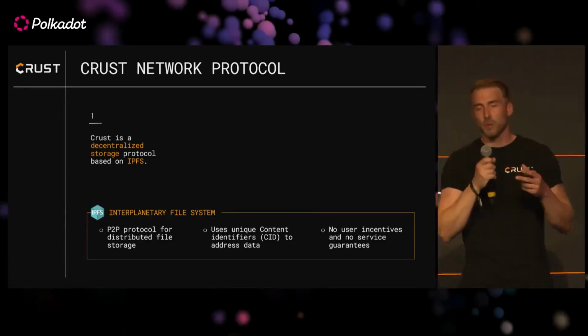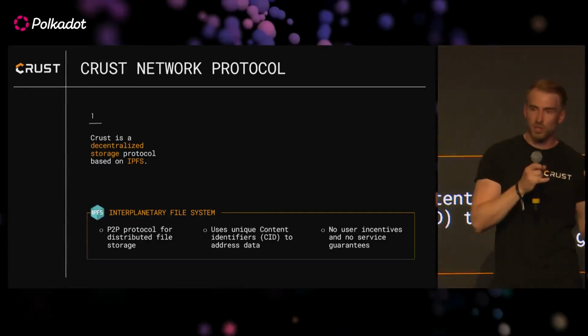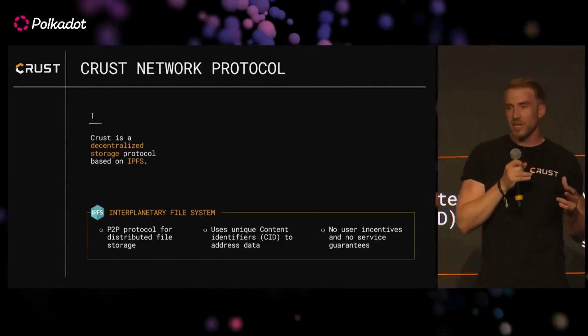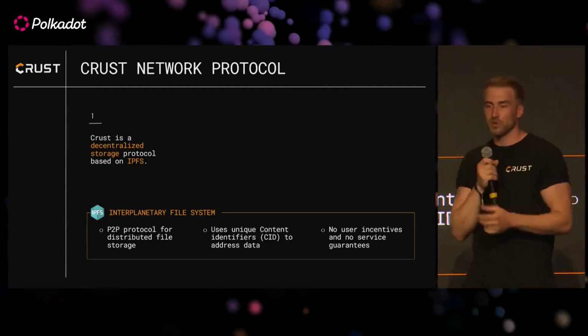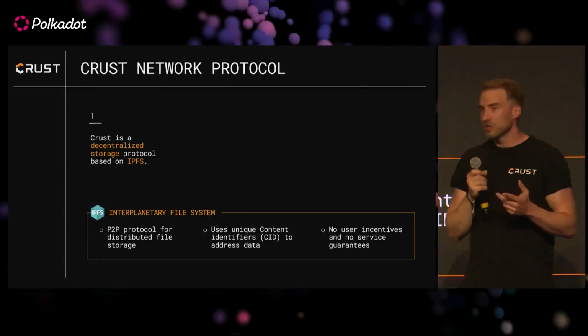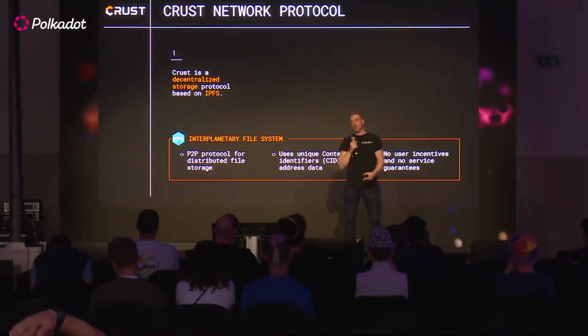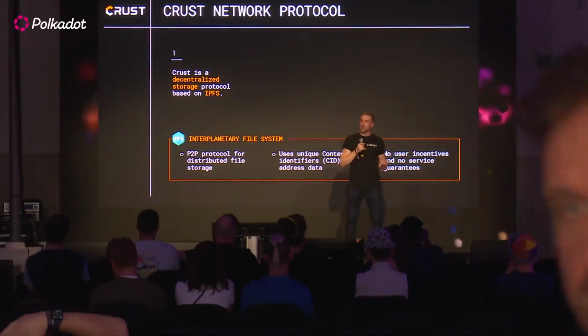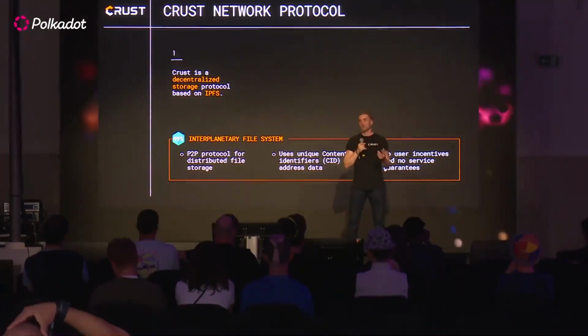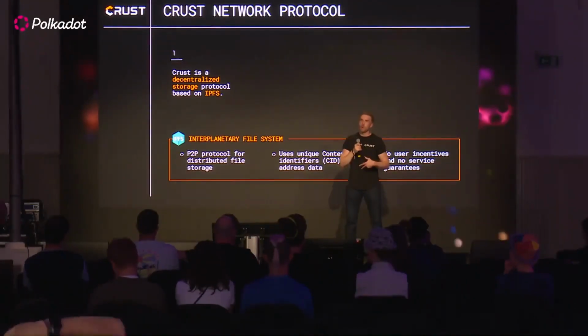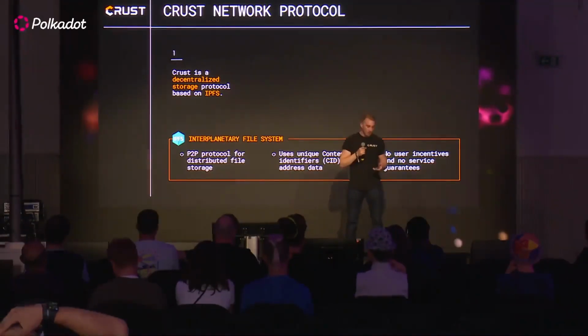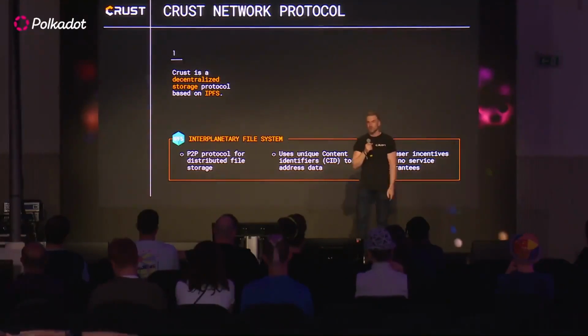This means node operators who contribute their resources to this shared network don't get any rewards for providing the resources. On the other hand, users don't get any service guarantees for the availability of their data. So in other words, you can upload your data to the IPFS network, but you won't be knowing for how long the data will be available or how many replications you receive of your data. And that's exactly where Crust Network comes into play.